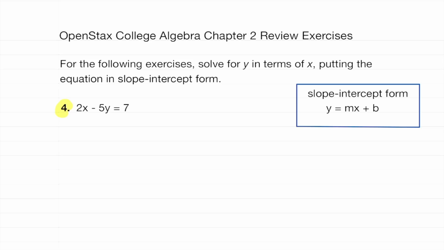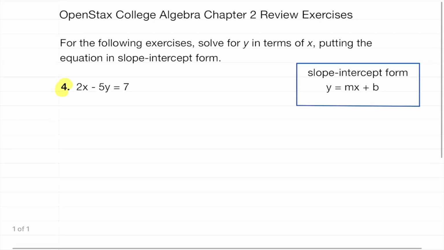Okay, we have an equation and we need to solve for y in terms of x, and that will put the equation in slope-intercept form. Slope-intercept form is when we have y equals mx plus b. M is the slope, b is the y-intercept.